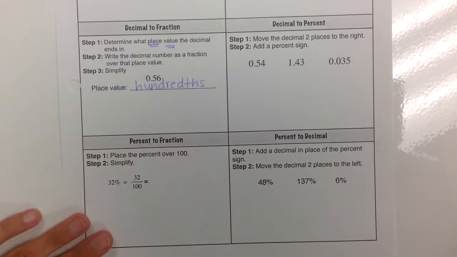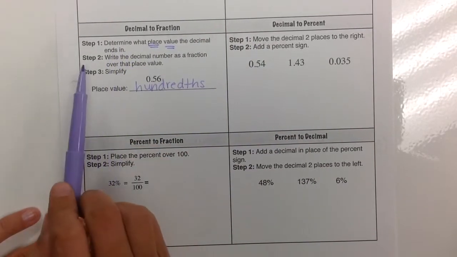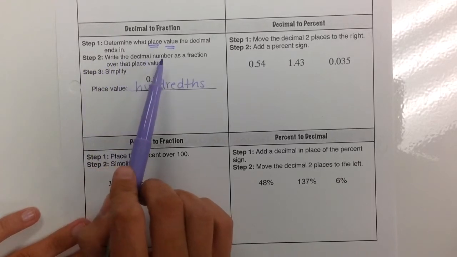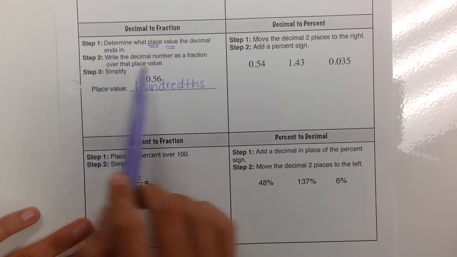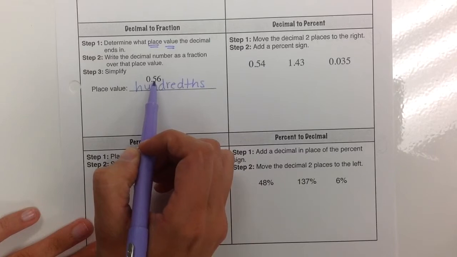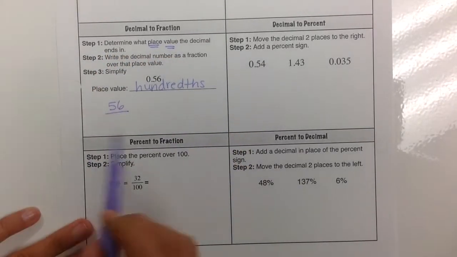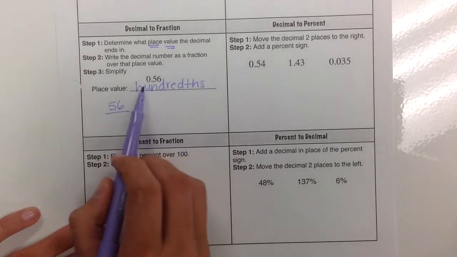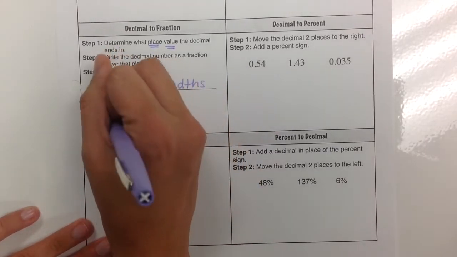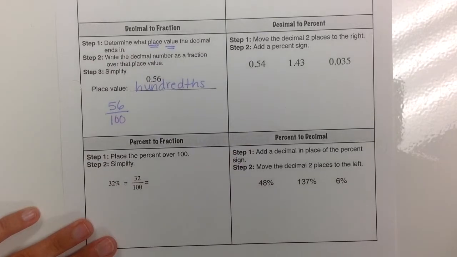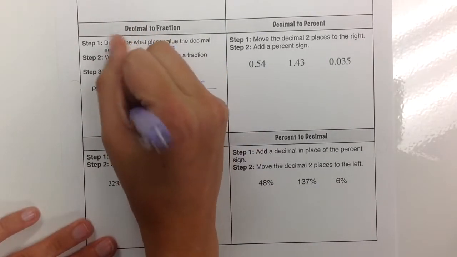So that was our first step. We determined what place value it ends in. Second step, we're going to write the decimal number as a fraction over that place value. So we have our decimal number of 56, and we're going to write it as a fraction over the place value. Well, the place value that it ended in was hundredths, so it's 56 out of 100. And now we need to simplify.